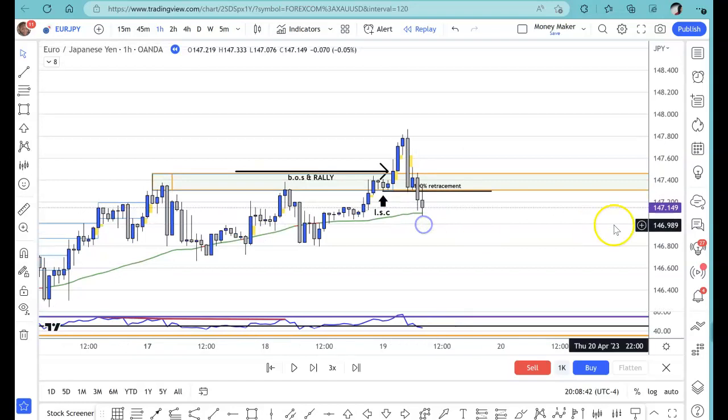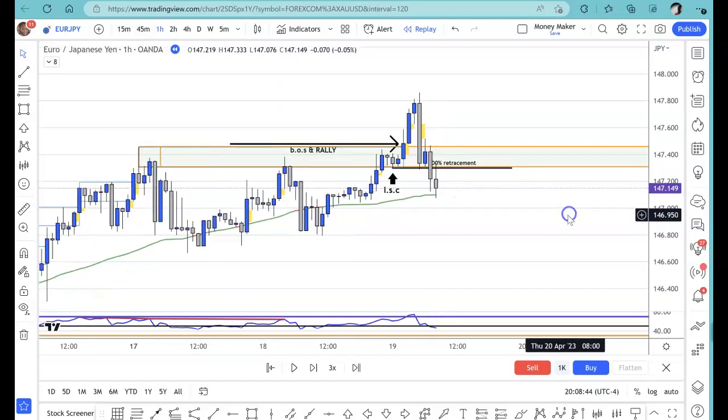Now remember, this is how you would normally trade this strategy. Step one, you look for your box. Step two, you look for your breakup structure and your rally. Step three, you look for your last selling candle for a sell or a last buying candle for a buy. Step four, wait till 100% retracement back to that last selling candle or last buying candle. And then your last step is your entry.